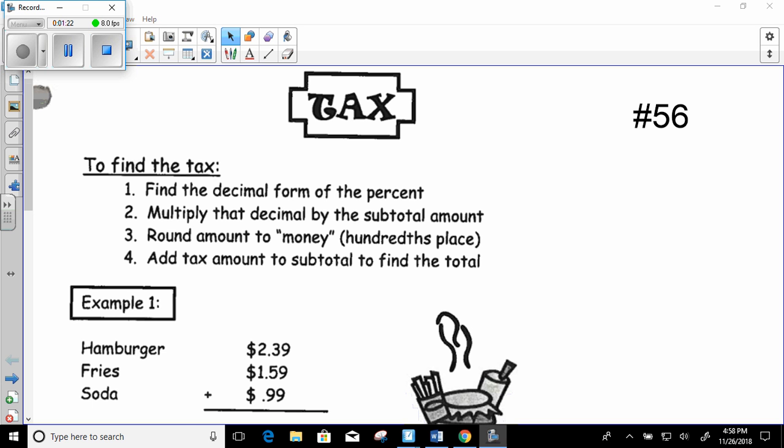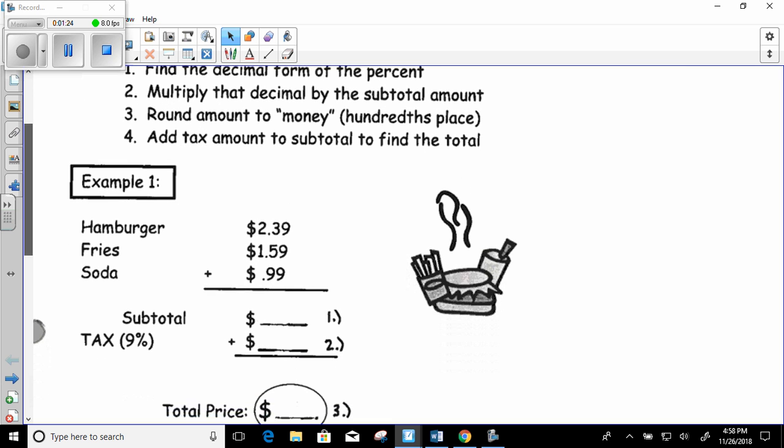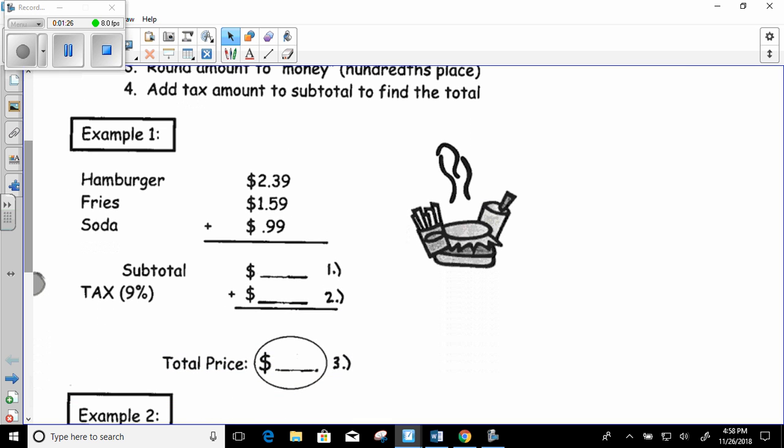So let's just suppose you go out to lunch. Example one, you have a hamburger, you have fries, and you have a soda. Those are all the prices. Now, a subtotal means that you're going to add all three numbers up, and you can use a calculator for this section, of course. So when we add the total, we're going to get a total of $4.97. So I'm going to write that here. Okay. Now that's called a subtotal because it's not the actual total yet.